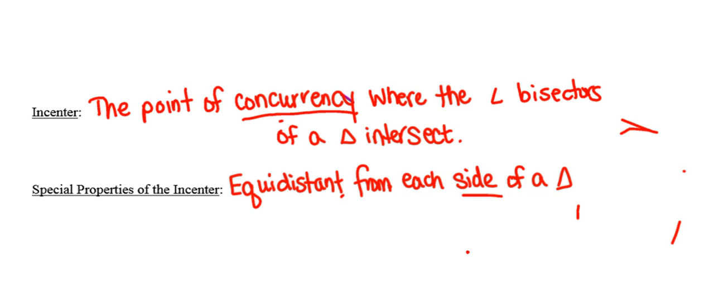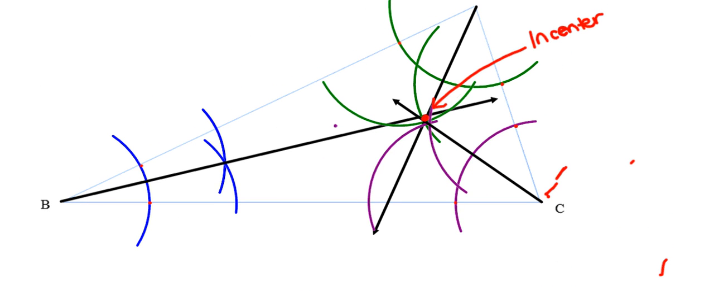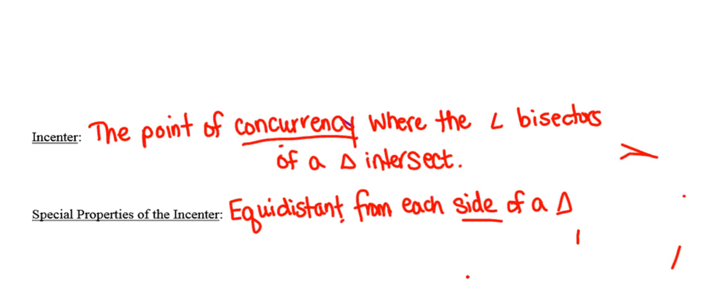So in other words, if I head back up and I name my incenter point X, then the distance from point X to side AC is exactly the same as the distance from point X to side BC, which is exactly the same as the distance from point X to side AB.